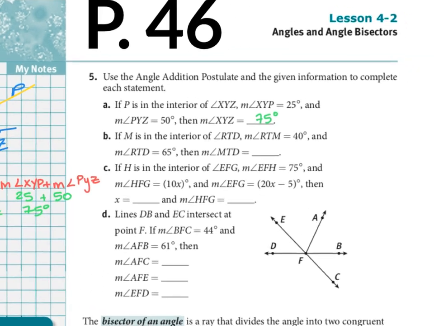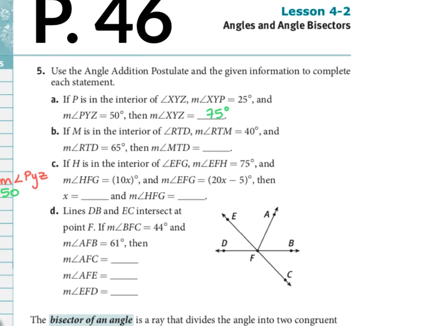Now let's move on to 5b. If M is in the interior of angle RTD, so it's always good to sketch the angle, and M is in the interior. RTM, so let's connect T and M, is given to be 40 degrees. And the measurement of RTD, which is the whole thing, is given to be 65 degrees. Now they want the part, which is the measurement of angle MTD.